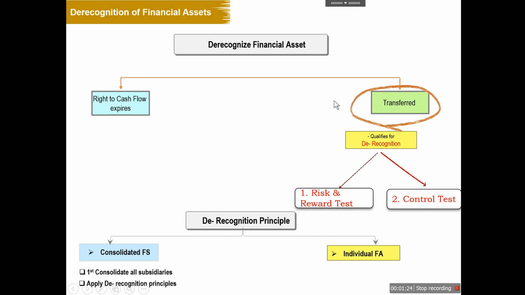The transfer has to be in substance, which is evaluated by using the risk and reward test and control test. So only the legal form of transfer is not a sufficient principle for derecognition of a financial asset. We need to check the substance of the transfer.